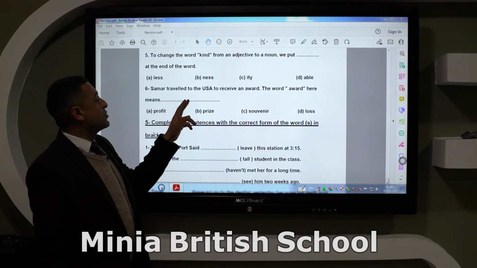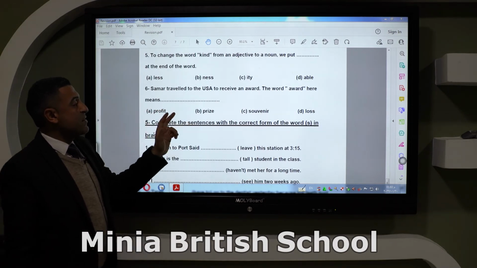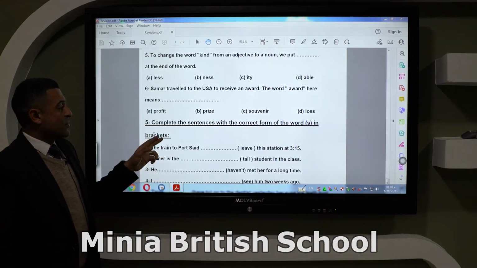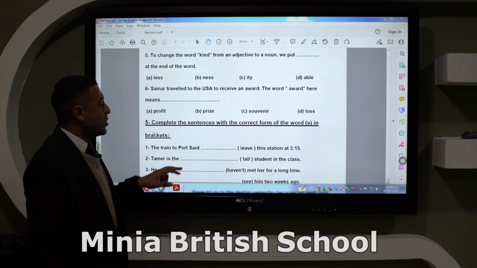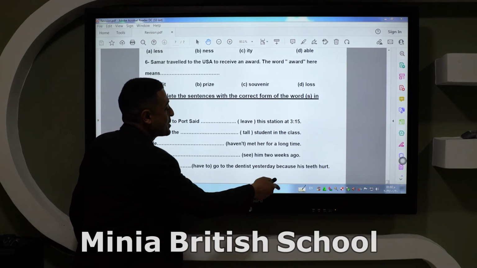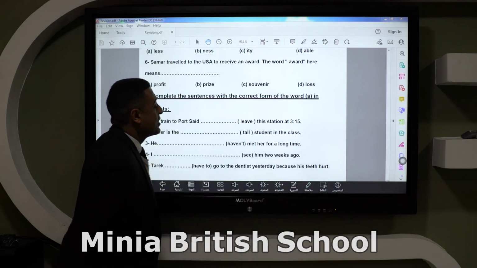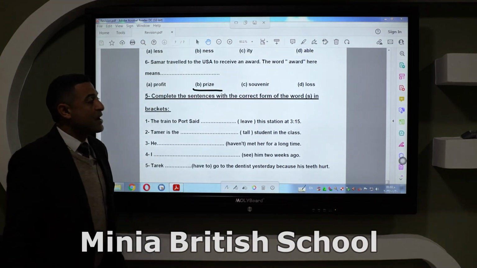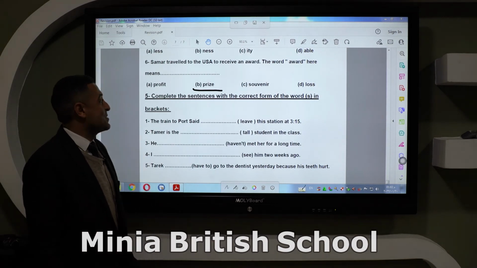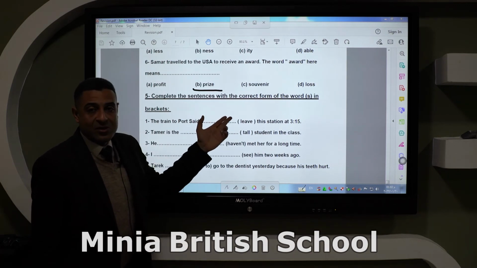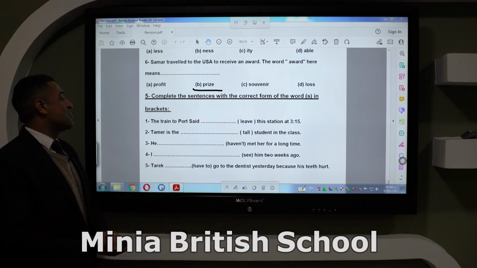Summer traveled to the USA to receive an award. So the word award here means profit, prize, souvenir, or loss. So here, of course, we can find that the word award means prize, to receive a prize. Then we have to complete using the correct form of the words in brackets.